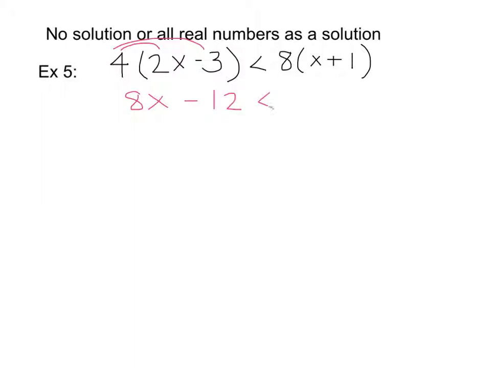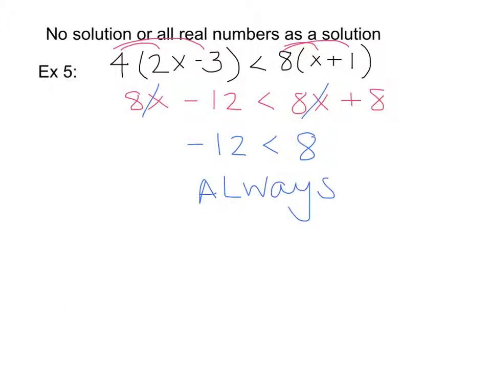Bring down your less than sign. 8 times x gives me 8x. 8 times 1 gives you 8. Now look at both sides of the inequality. They both have an 8x on them, so we're going to cancel that out. I'm left with negative 12 is less than 8. Is that a true statement? Yes, so this is going to always be true.